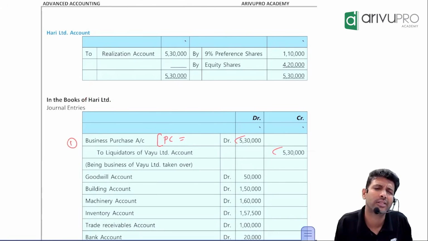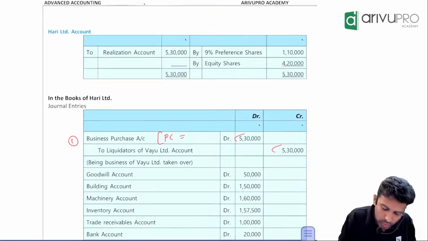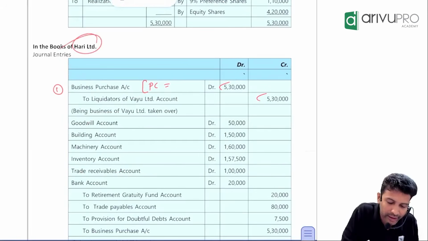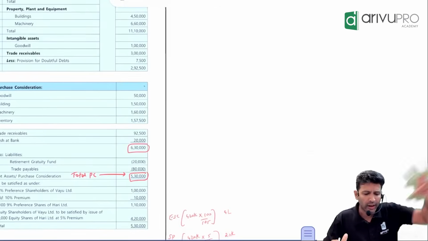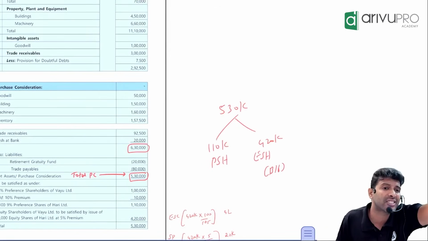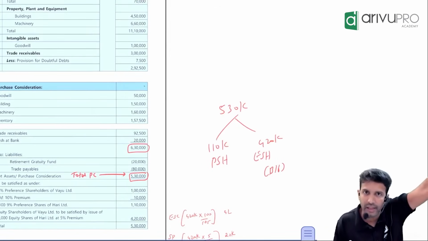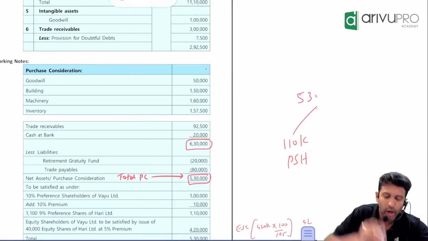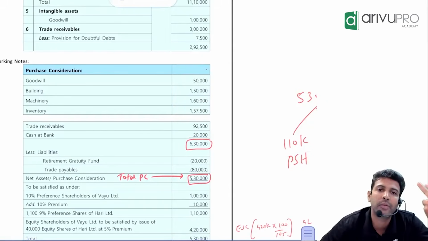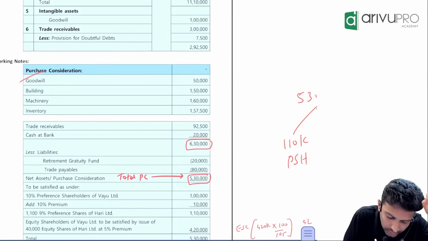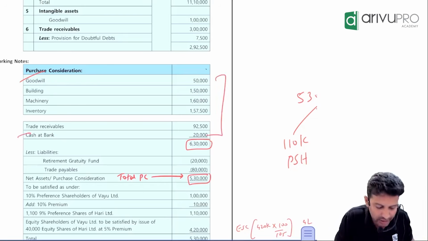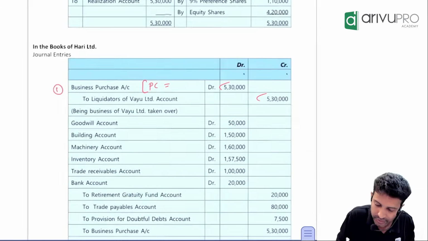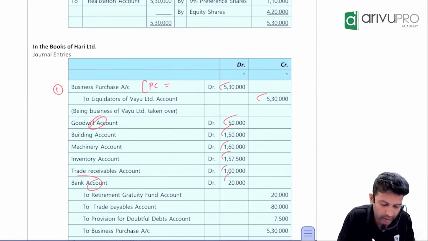So all the assets taken over, you'll have to debit one by one. That's the second entry, because now Vayu's assets have been taken over by Hari. Which assets? Again, you don't have to read the question. You anyway calculated net assets. Net assets means assets taken over at agreed value. So the PC working note has all the assets. Debit all of them one by one, because all the assets come in with a debit balance. From goodwill till cash and bank, all the assets you debit. That's what they've done here. Check: 50, 150, 160, 157, 500. All the assets from goodwill to bank account they've debited.